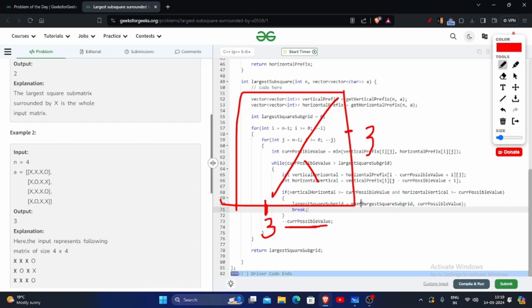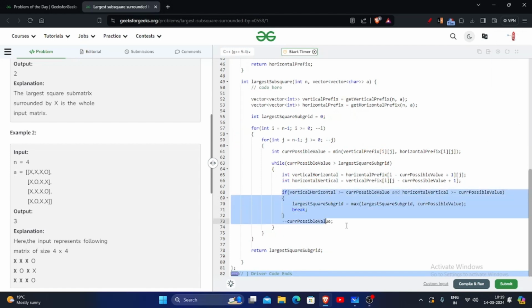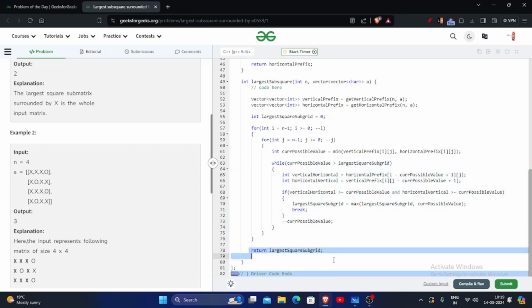And that means the jump will be here only. Now it will compare these two values, whether horizontal and vertical are greater than 2 or not. And similarly, as long as it is greater than, this while loop will run. And at the end, I can return the largest subgrid.